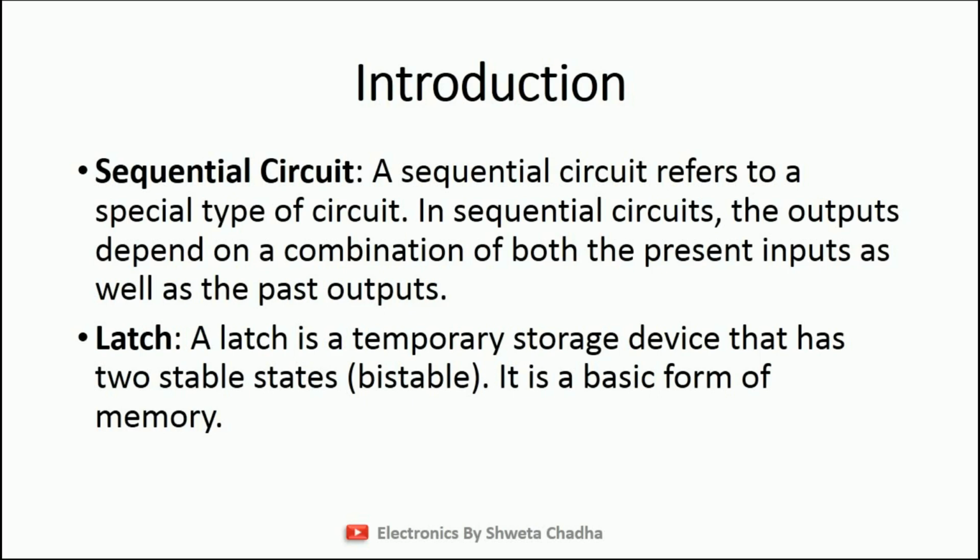So the difference between a sequential circuit and a combinational circuit is that in a combinational circuit, output just depends upon the present input. As you change the input, the output keeps on changing. Whereas in a sequential circuit, output not only depends upon the present input, but it also depends upon the past output. So that is the difference between sequential and combinational circuits.